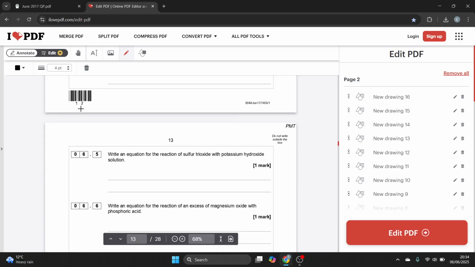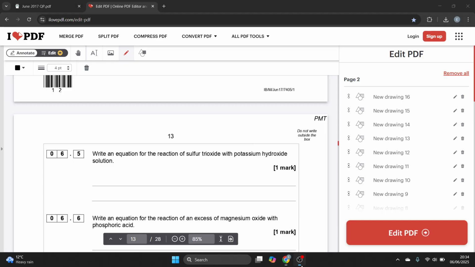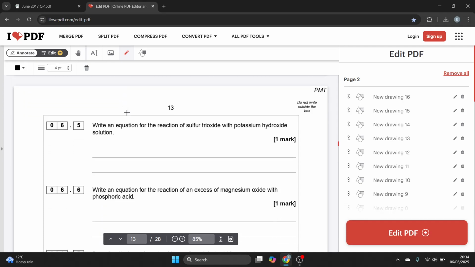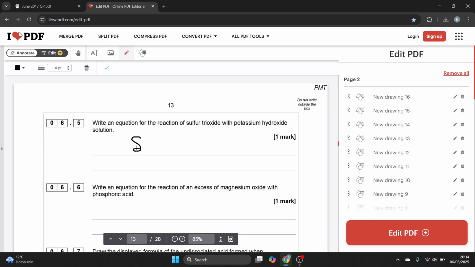Question 6.5. Okay, now you've got these questions a lot of students hate, and it is these 1 markers. So write an equation for the reaction of sulfur trioxide with potassium hydroxide solution. My advice is just do what the question tells you. So sulfur trioxide with potassium hydroxide, SO3 plus KOH. Potassium hydroxide is a base. Sulfur trioxide is an acid. Acid plus base, we form salt plus water.